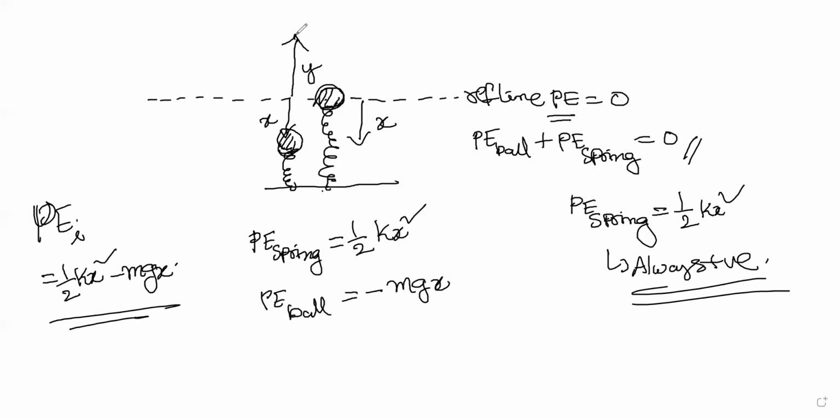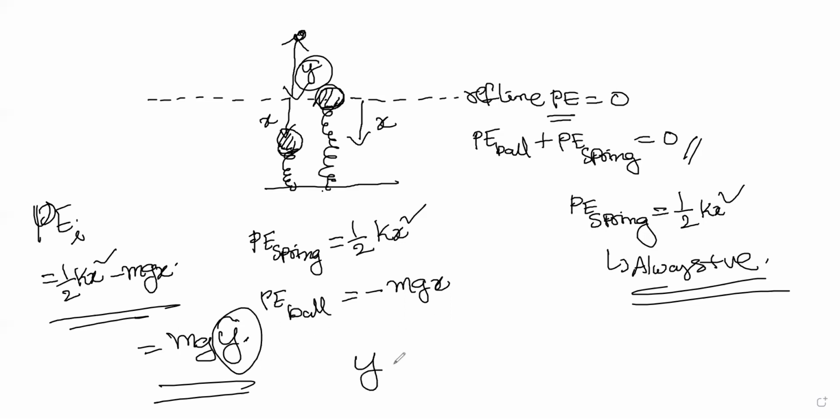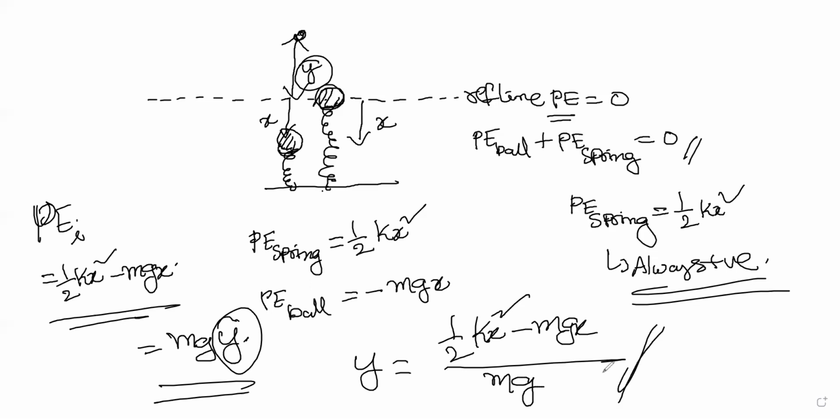y is the distance it has moved from the reference line. They asked only for y. From the initial position, what height it went, they asked. So from the reference line, how much height it has gone is given by mgy. So y you are calculating, y is equal to half kx square minus mgx, whole divided by mg, right? So that's what the case is.